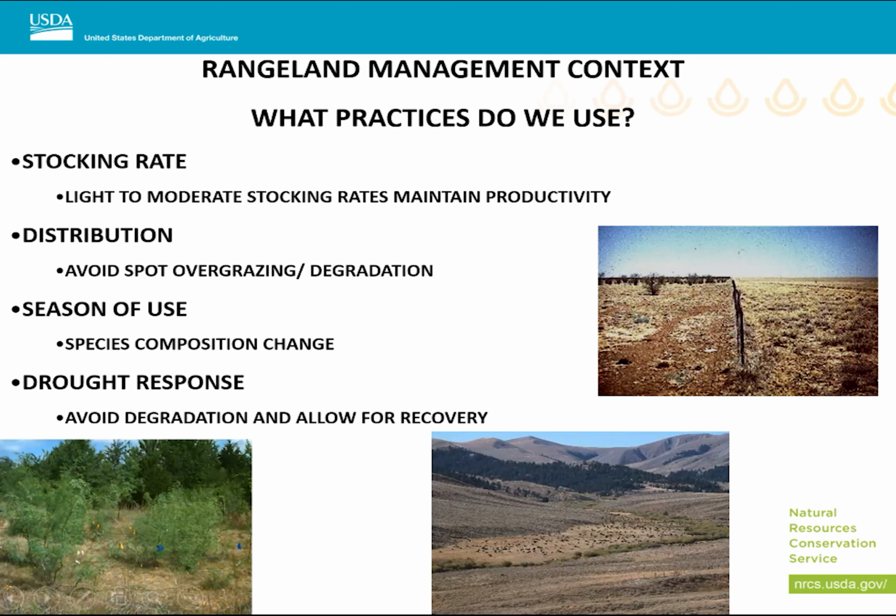We know that we can manage season of use to actually change species composition and extend the length of the growing season to take advantage of precipitation and moisture when it's available. And then finally, drought response to avoid degradation and allow for that recovery before it becomes restoration.